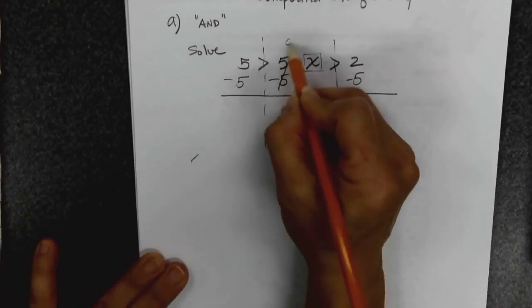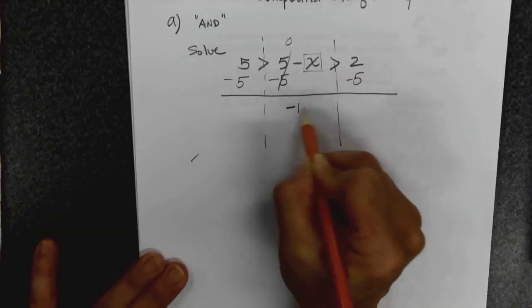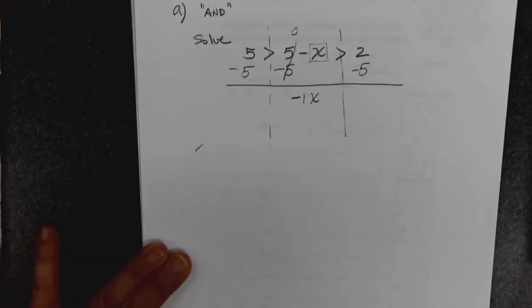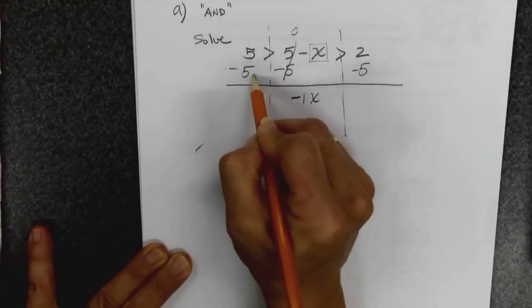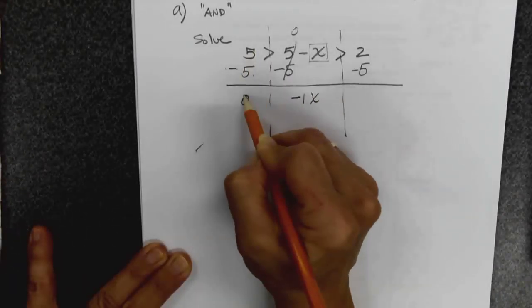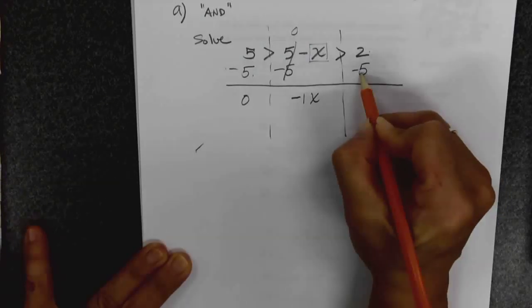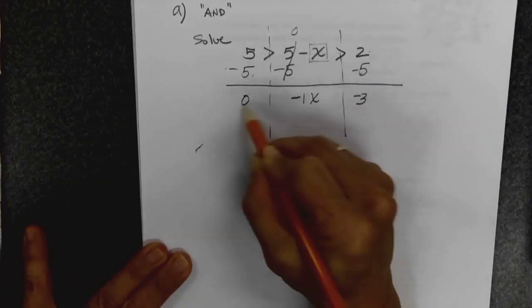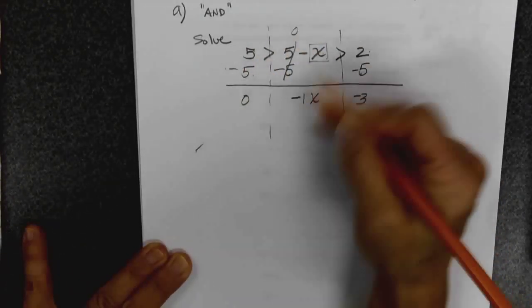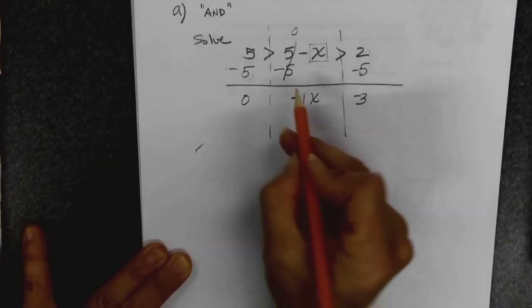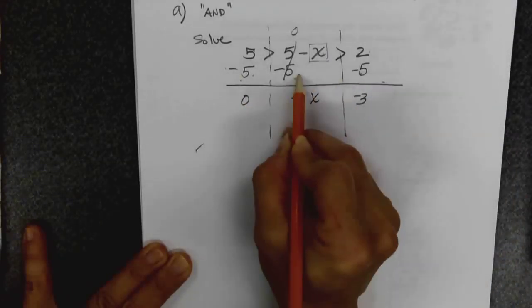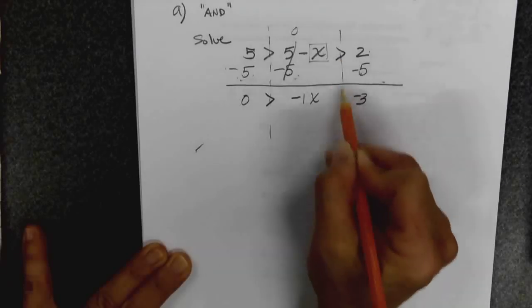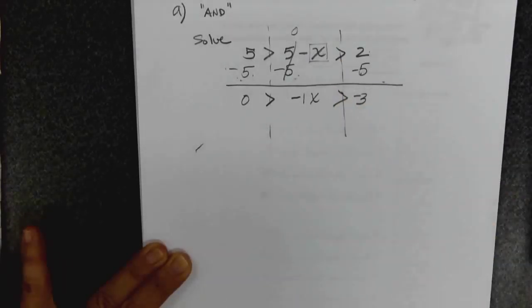So this cancels out. 0 minus x is negative 1x. I'm going to put that 1 there because if there's no number, it's always 1. If there's a negative there, it's negative 1. What's 5 minus 5? 0. And then 2 minus 5? Negative 3. Do I have to flip the inequality when I bring this down? I just subtracted, right? I didn't divide yet, so I'm going to bring this back down as is.